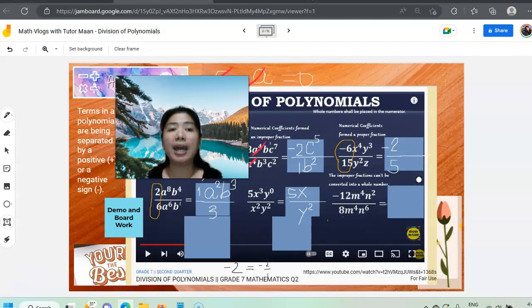Now for the variable x. We don't have a variable x in the denominator, so we just copy x to the 4th. Okay, and then where to write y? Yes, in the numerator, because 3 is bigger than 2. 3 minus 2 is 1. So the exponent of y is 1. And we don't have a z in the numerator, so we just copy the z in the denominator.